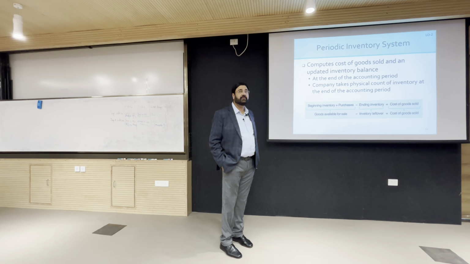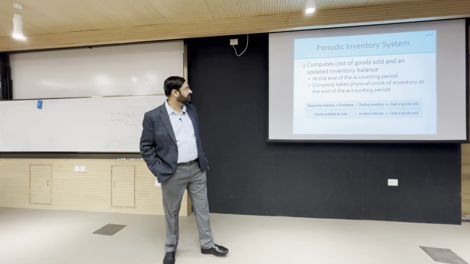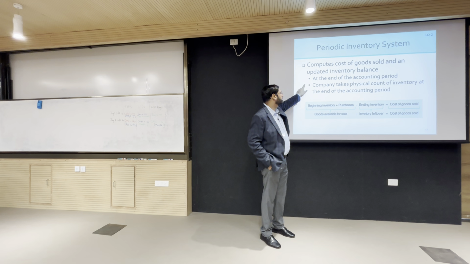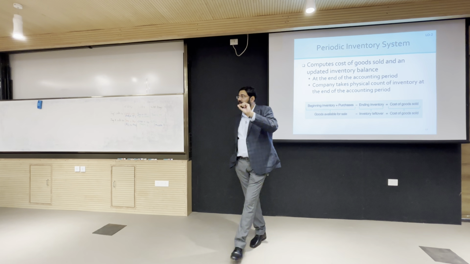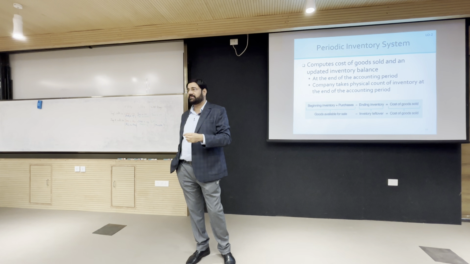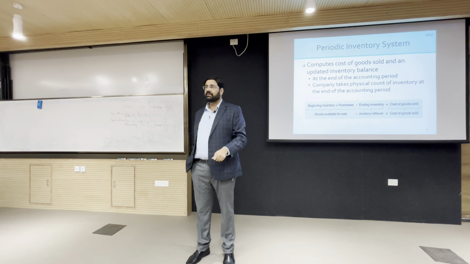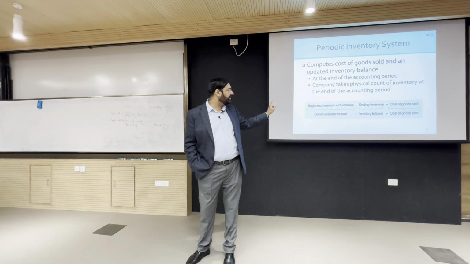Periodic inventory is a bit different from the perpetual inventory. Periodic inventory computes cost of goods sold and an updated inventory balance. So under periodic inventory, what we do is we compute cost of goods sold and inventory not on a transaction to transaction basis. We do it based on accounting period. There, in the previous case, we sold 1 lakh, we recorded the cost of goods sold 80,000, net profit 20. Here we are not doing that.